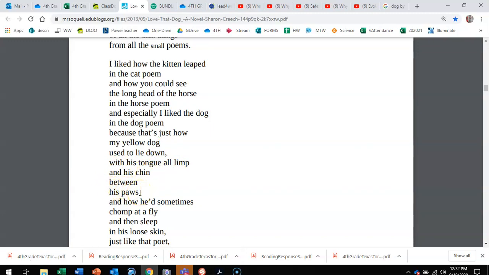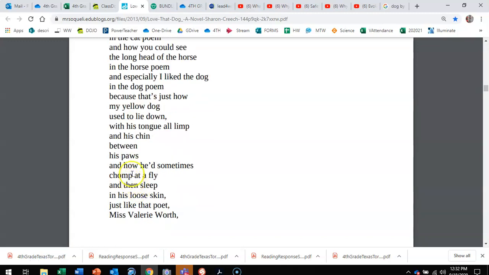So what would his dog do? He would also take out his little tongue, right, and he would put his little head in between his paws. And he would sometimes chop at a fly and then sleep in his loose skin, just like that poet, Miss Valerie Worth. So we already know Jack used to have a yellow dog who also had loose skin, so we inferred that that was an older dog. And he's talking more about that now. All right, flip the page. We are now on page 16.